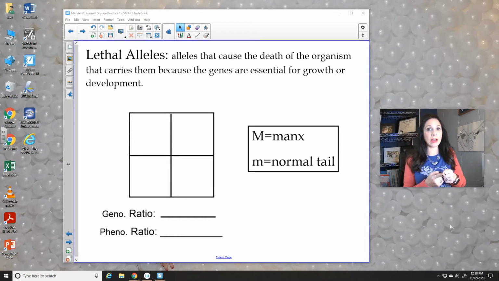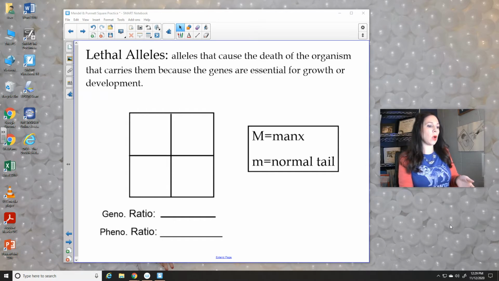Well, if you have an individual that is homozygous dominant, so big M, then that means that it's going to shorten the vertebral column even further. And so you're going to end up with like half a cat. This is going to result in the death or the fatality of the cat.